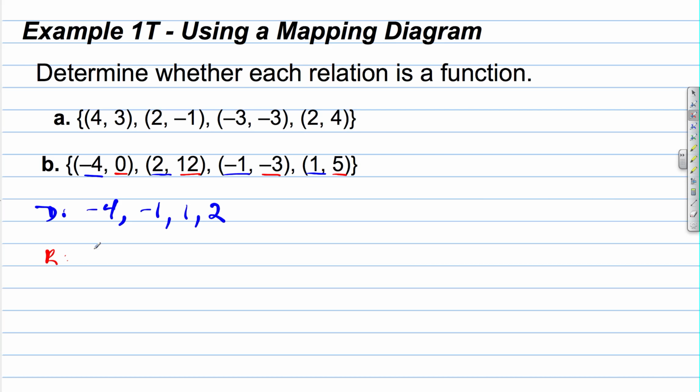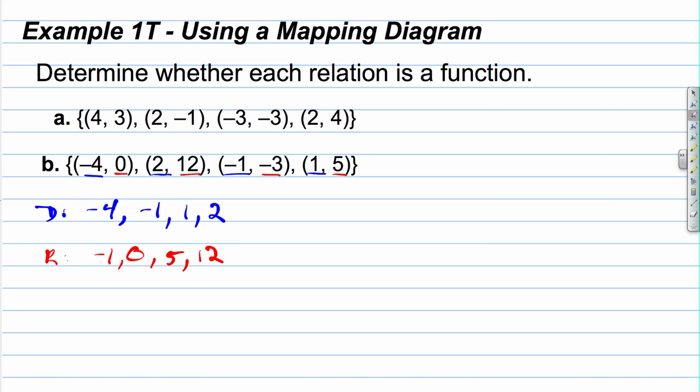And hopefully at this point you can see that we're going to have 4 different range values. Starting with -3, then -1... oh, I got that backwards. It should be -3, 0, 5, and 12. Got my eyes crossed there for a minute. There we go, there's the range.